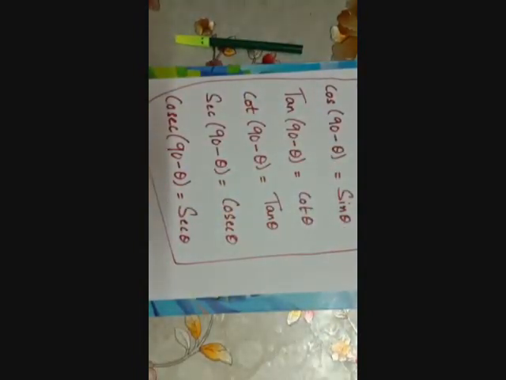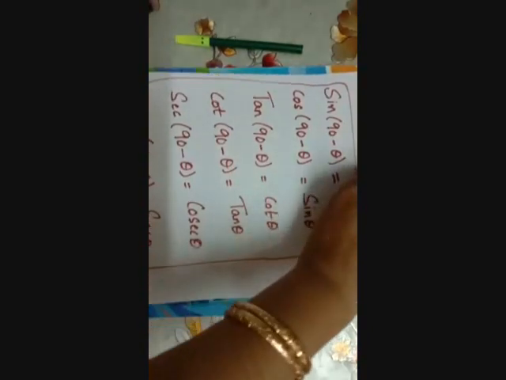Repeat it again. Sine 90 minus theta, cos theta. Cos 90 minus theta, sine theta. Tan 90 minus theta, cot theta. Cot 90 minus theta, tan theta. Secant 90 minus theta, cosecant theta. And cosecant 90 minus theta is secant theta. Got it? Next, let's start the exercise. It's a very easy exercise, entirely based on these formulas.